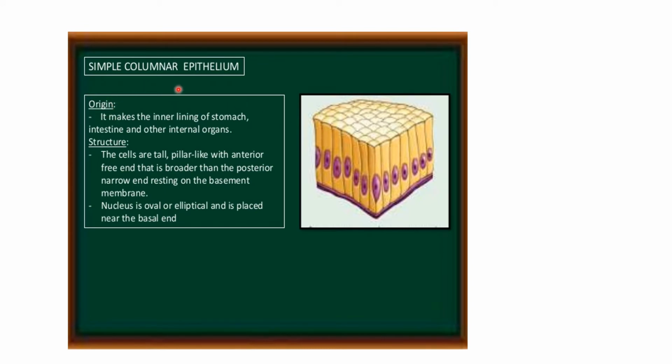Now comes the simple columnar epithelium. They are present in the inner lining of the stomach, intestine and other internal organs. They are tall like a column, meaning a tall pillar-like structure, with the nucleus which is oval or elliptical and placed near the basal end. That means they are present near the basement membrane.